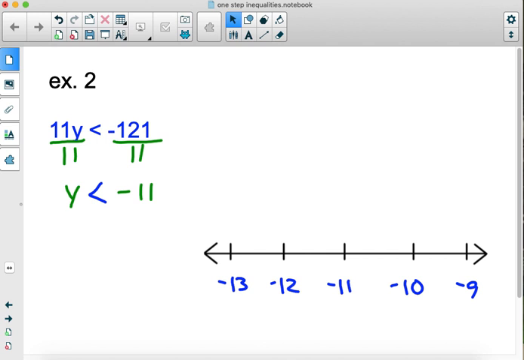Somebody want to come up and graph that for us? Me. Walk your way through it. Okay, so it doesn't have a line under it, so it's open. Good. It's not equal to it, so it's an open circle. And then that's greater than. So y is less than. Good. You wanna make that line a little darker?